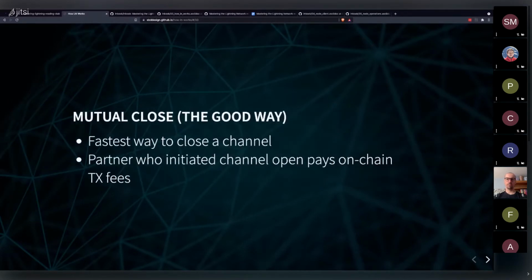That's in theory, but in practice, you're probably going to have to close your channels from time to time. A mutual close, as they describe it, is the good way. It's the fastest way to close a channel. Basically, the two Lightning nodes communicate with each other over the Lightning protocol. They decide that they want to close the channel together, and so they're able to close it a lot quicker. There's no money locked up in revocation schemes or anything like that. And whoever opened the channel, whoever deposited their money to form the channel in the first place, is the one who pays the on-chain fees with the miner when the closing transaction gets mined.